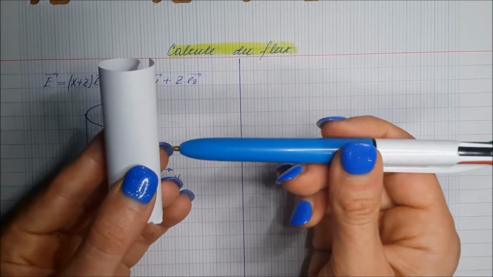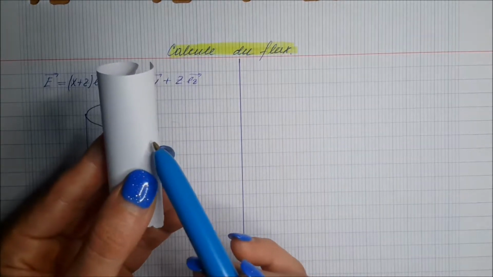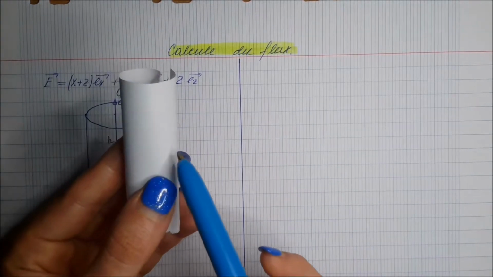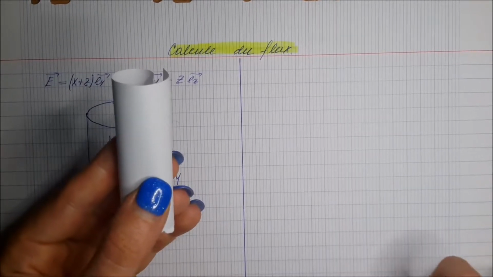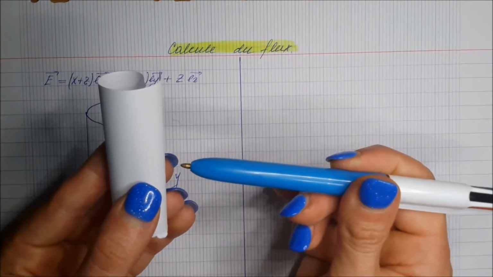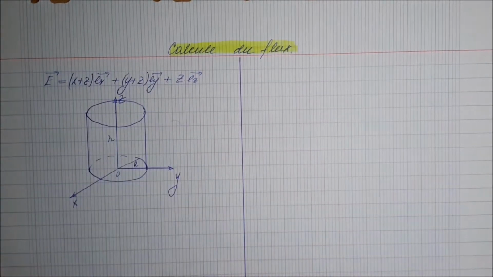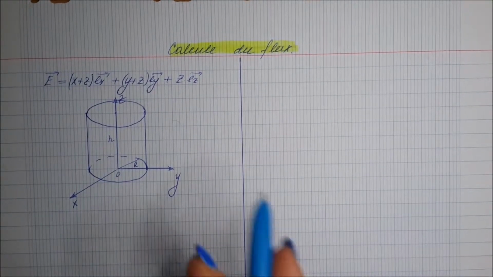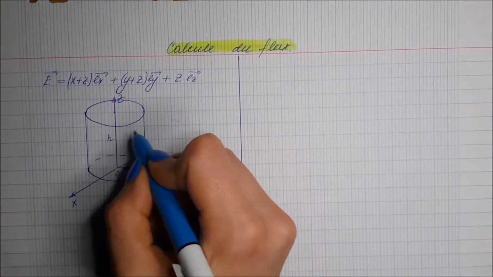And you remember that for the open surface we have two possibilities to calculate the flux. So we need this normal vector, and we have two possibilities: the normal vector directed outside the cylinder with unit vector ER, the radial unit vector, and inside. So I will choose a normal vector directed outside.